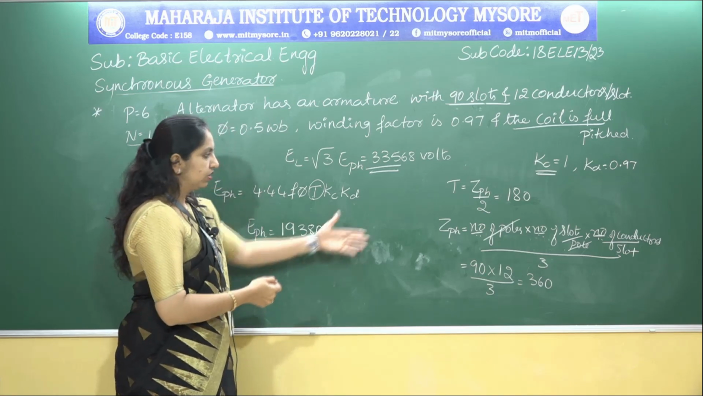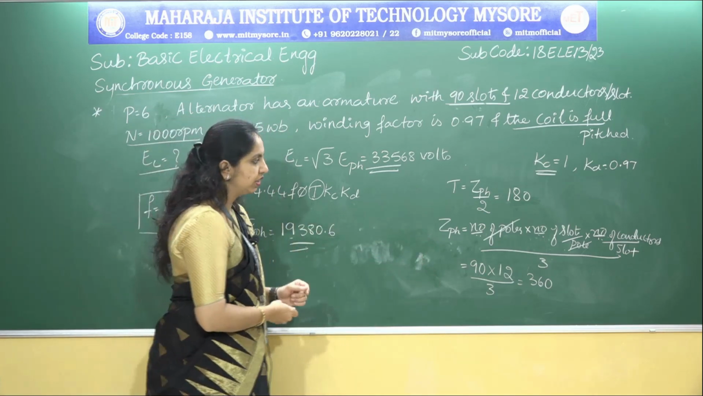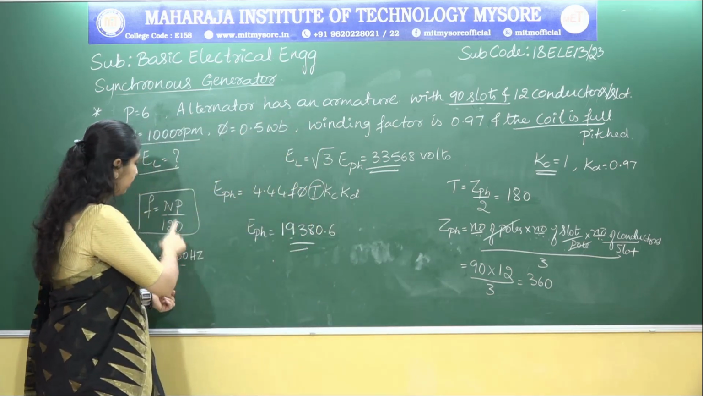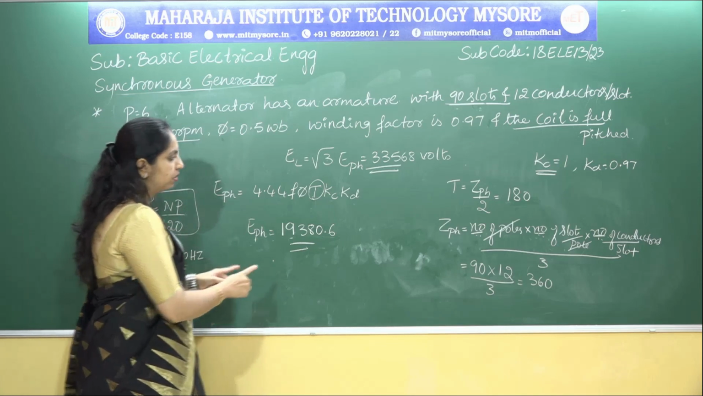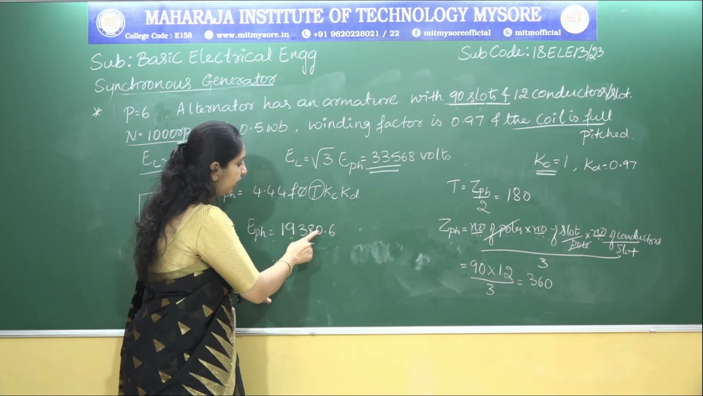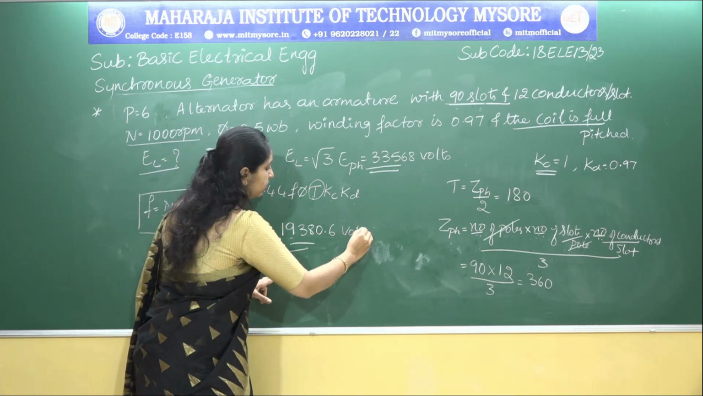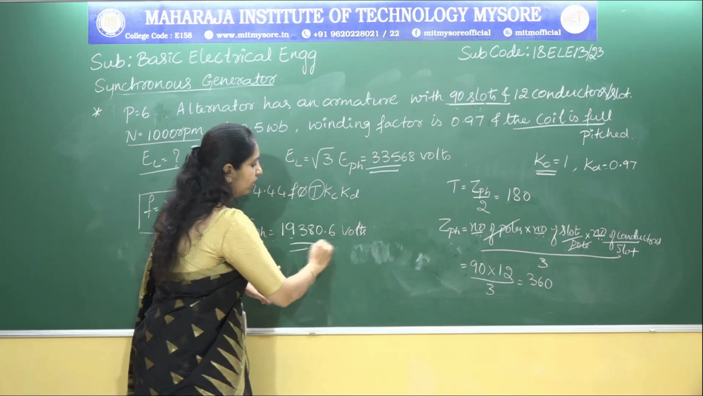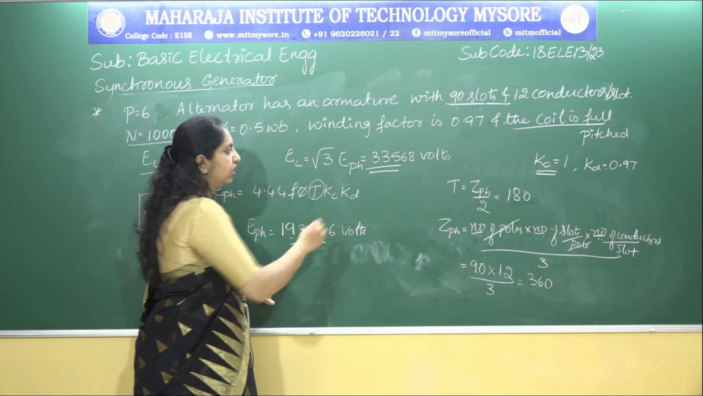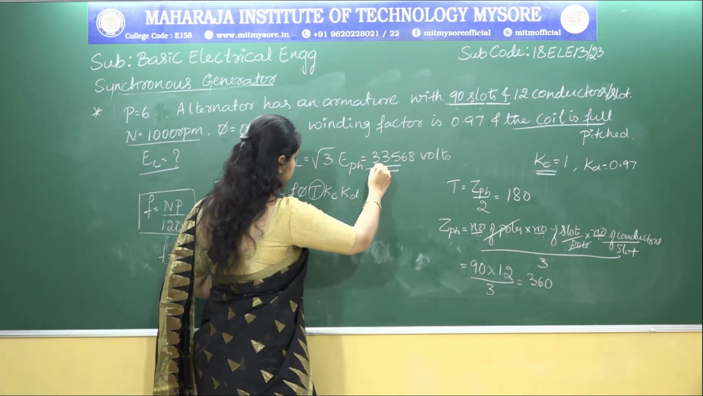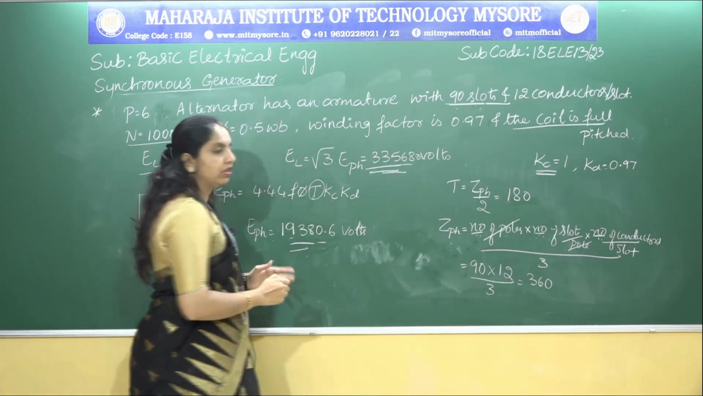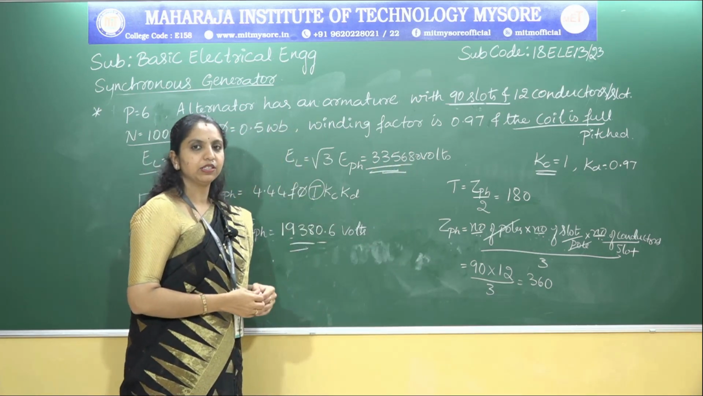Now look at the values here. We have got Zph as 360, then T as 180, because Zph divided by 2, and the frequency we obtained is 50 Hertz. Substitute all the values, and you will get EPH as 19380.6 volts. Substitute this value in EL is equal to root 3 EPH, and you get the value as 33568.0 volts. In this way we can calculate the value of EPH and E line.